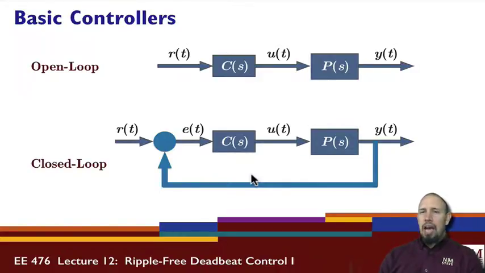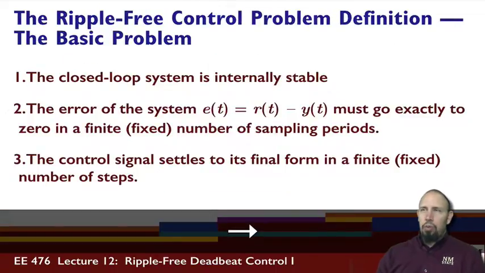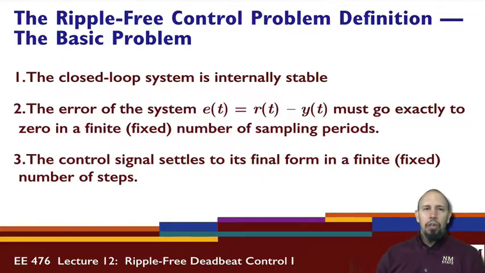So I'm assuming now that our control problem is a little bit more complicated than what could be solved using either the open loop or the simple closed loop controllers we've been talking about. That brings us to the basic problem definition that we're going to be looking at here for the ripple-free control problem. So the ripple-free control problem basically has three main properties.